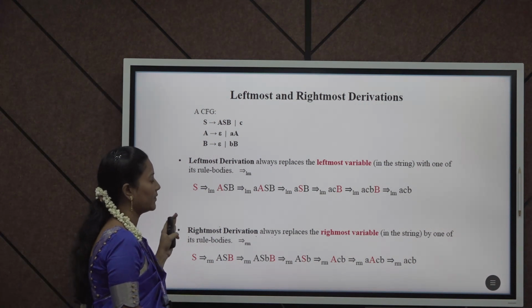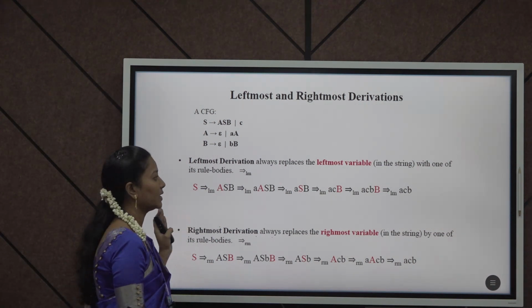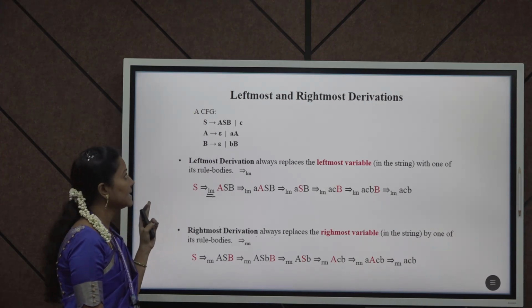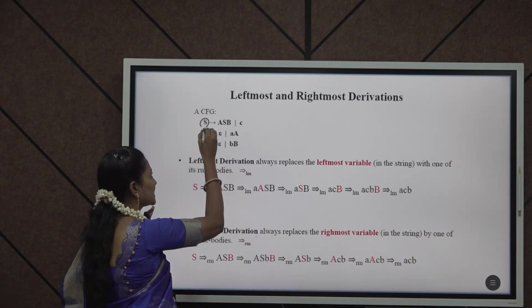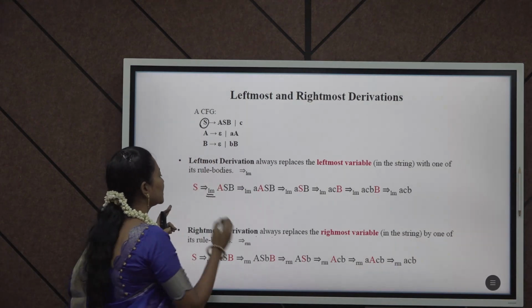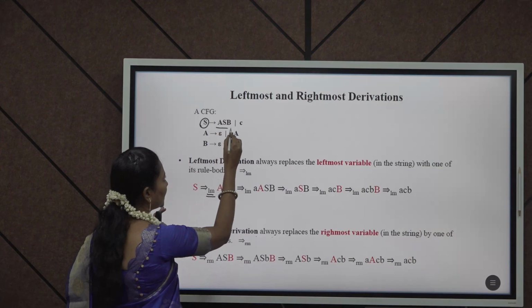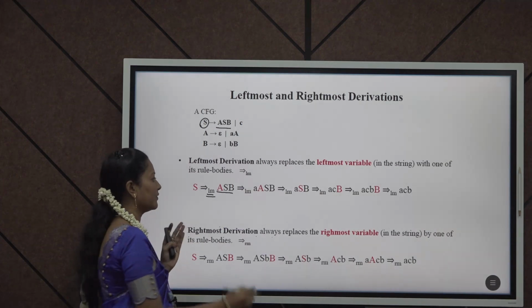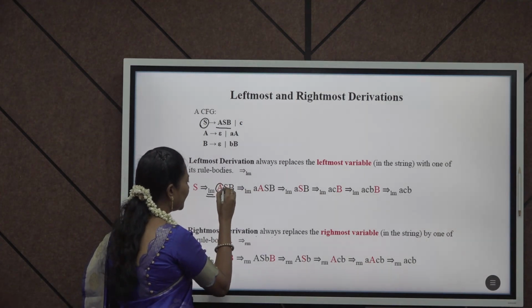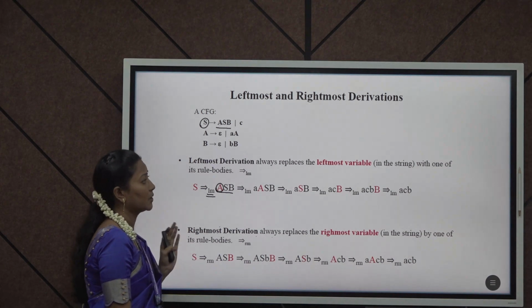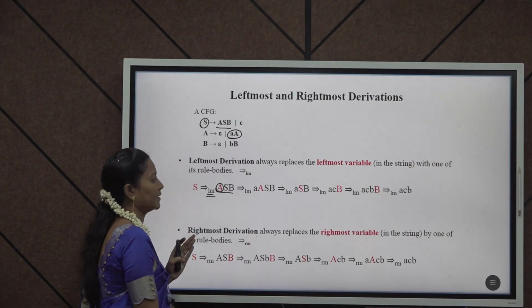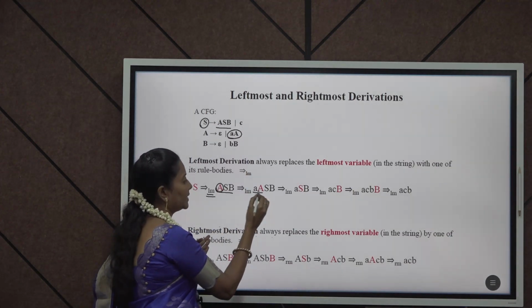So in leftmost derivation we have to replace the leftmost variable with the rule bodies. It is mentioned as LM, that is leftmost derivation. Initially we have to start with the start symbol. So here we have taken S as the start symbol. This is our first production rule. So S implies A B, and we have written like this. Next, in leftmost derivation we have to replace the leftmost non-terminal. Here the leftmost non-terminal is A. So A is replaced with small a and then capital A.